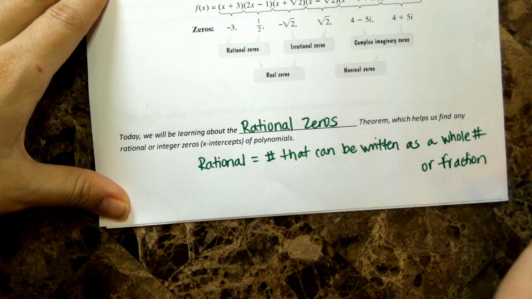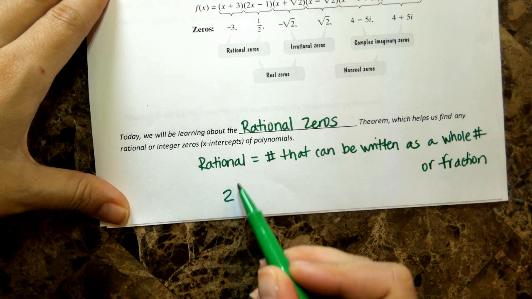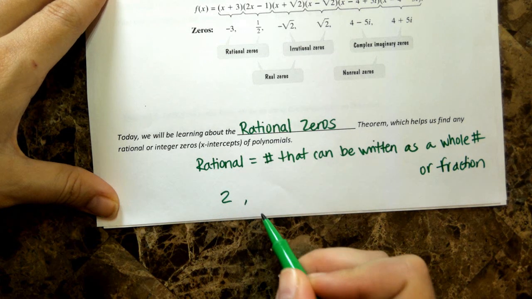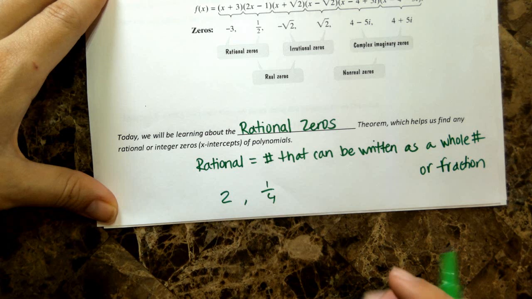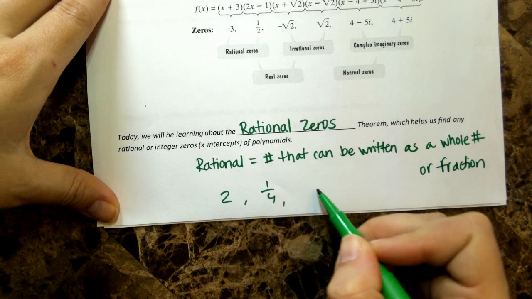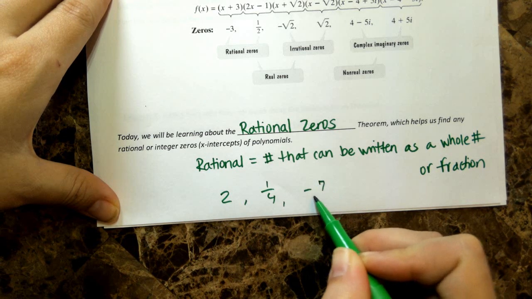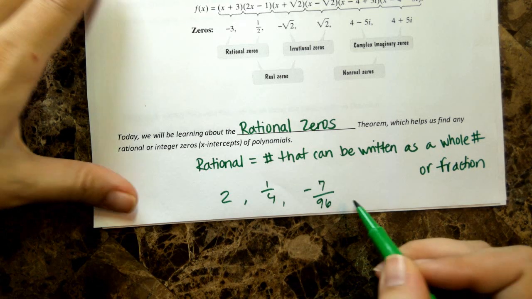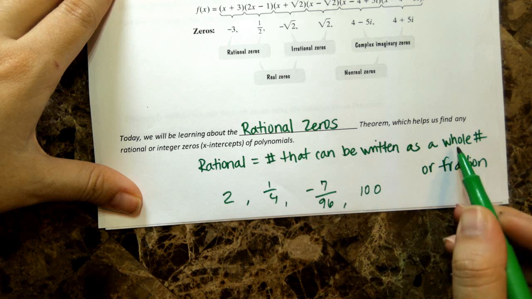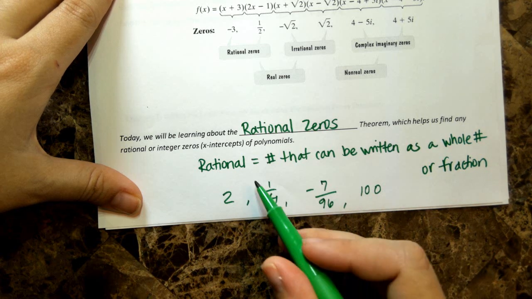So anything like, for example, the number 2 is a rational number because it can be written as a whole number. The number 1/4 is a rational number because it can be written as a fraction. The number negative 7/96 is a rational number because it can be written as a fraction. Number 100, anything that's a whole number or a fraction is a rational number.